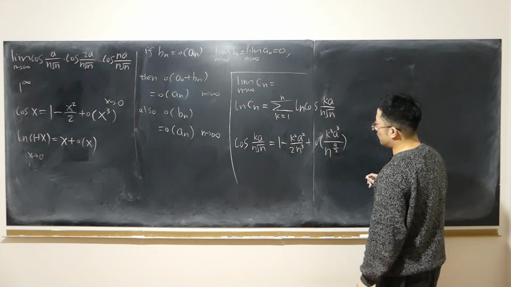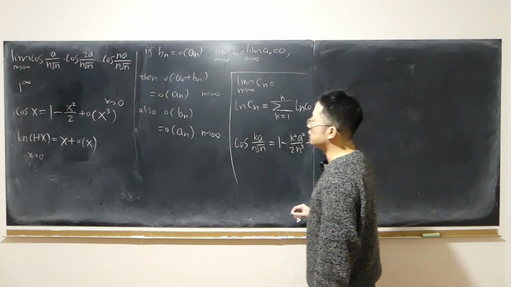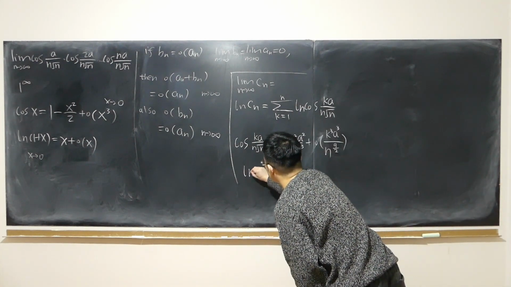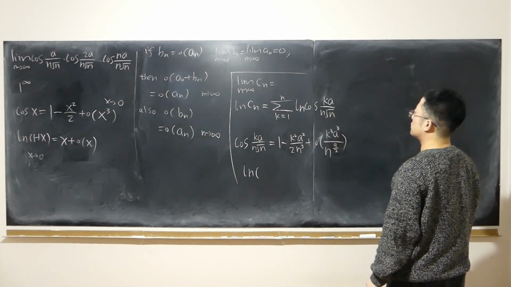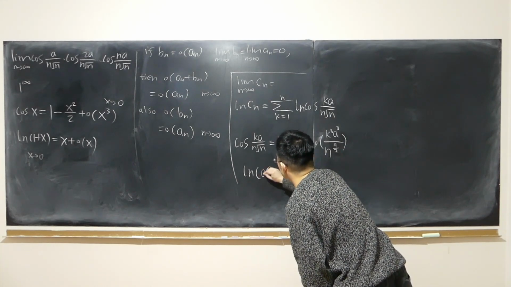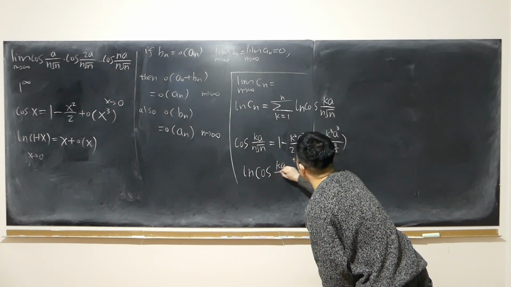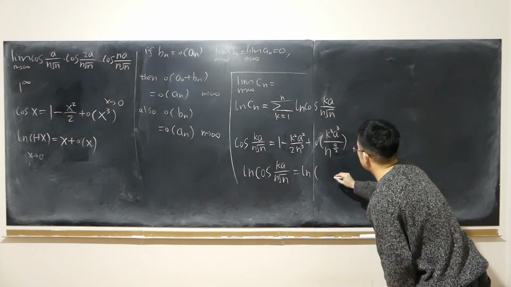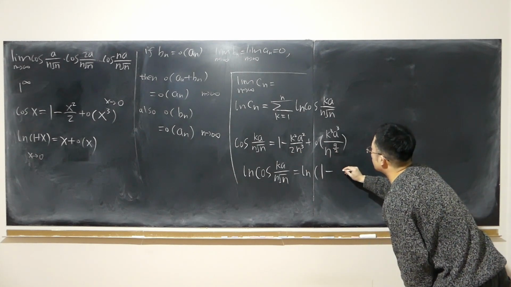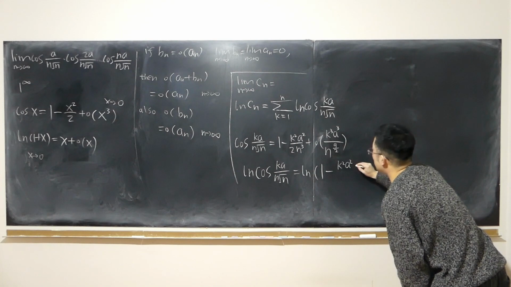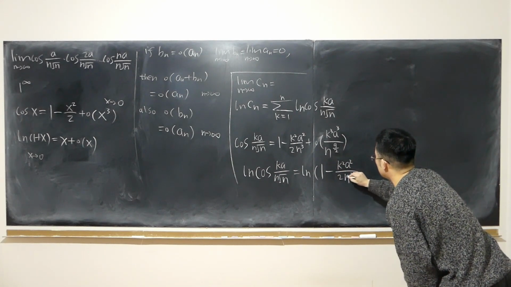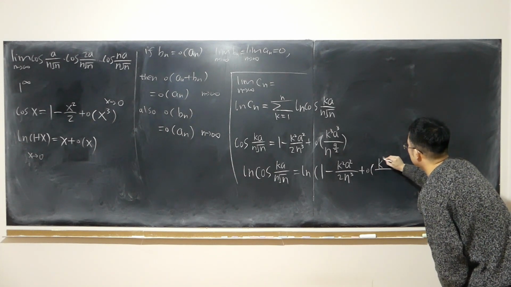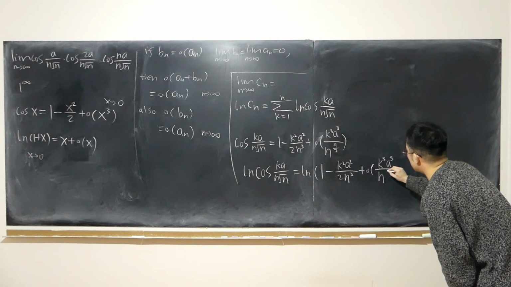So now I'm going to use the log Taylor expansion. Therefore log of cosine of ka over n times square root of n is equal to log of, just copy this down, 1 minus k squared a squared over 2n cubed plus little o of k cubed a cubed over n to the power of 9 over 2.